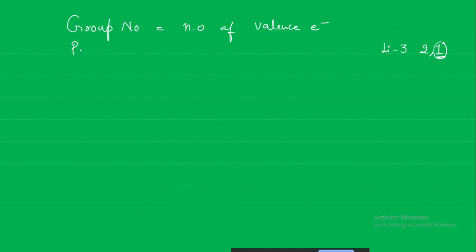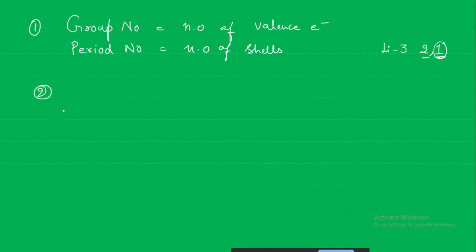How can we tell the period number? Number of shells. In this case, for example, there are 2 shells. So it is in period 2. Okay, so it is in group 1, period 2.